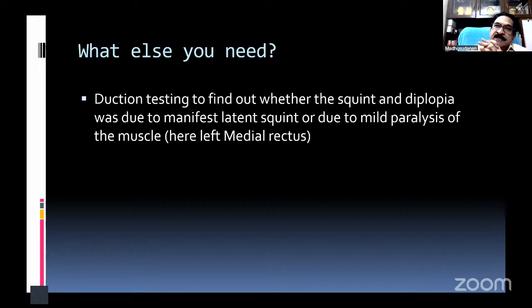Adduction will be perfectly normal in a latent squint, and in a manifest squint also it will be normal, because you only focus with one eye. The extraocular movements are normal. Only with binocular vision will the squint appear in a manifest or latent squint. But if there is a paralysis, it will be there whether you close one eye or not. But the only problem is that this cannot totally differentiate.